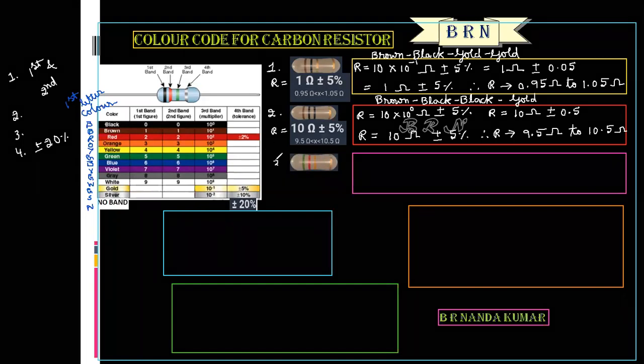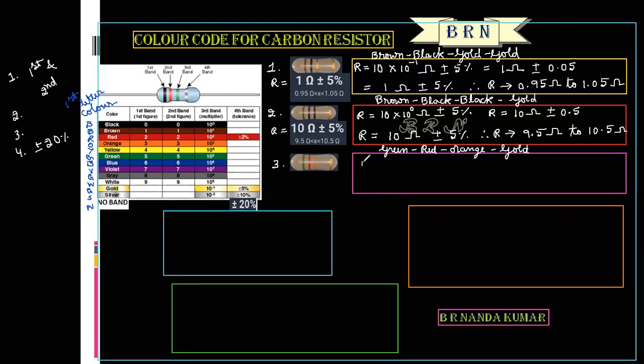So, example number 3. What are the colors on this carbon composition resistor? The first color is green. Second one is red. Third one is orange. And the last one is gold.